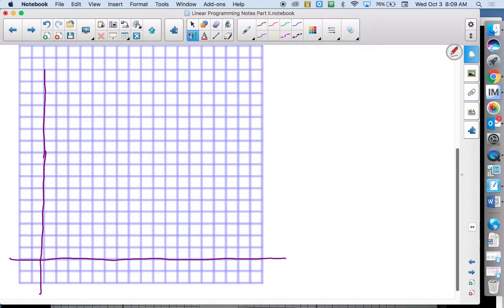So I just went up 2 and over 2 to give us more of a graph to use. That way I have the whole graph to look at instead of just half of it. So again, x and y being greater than or equal to 0. So y greater than or equal to 0, x greater than or equal to 0.